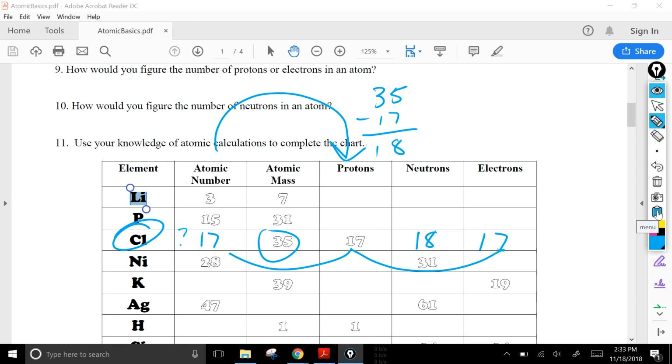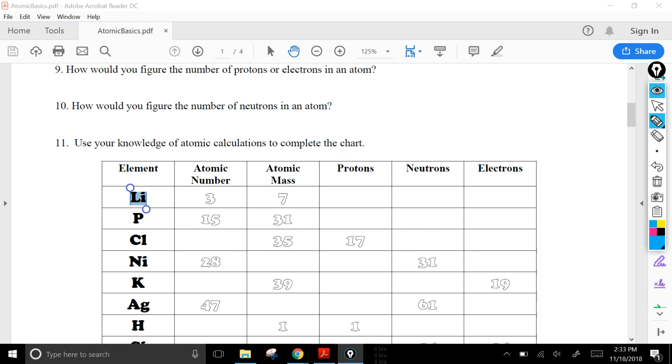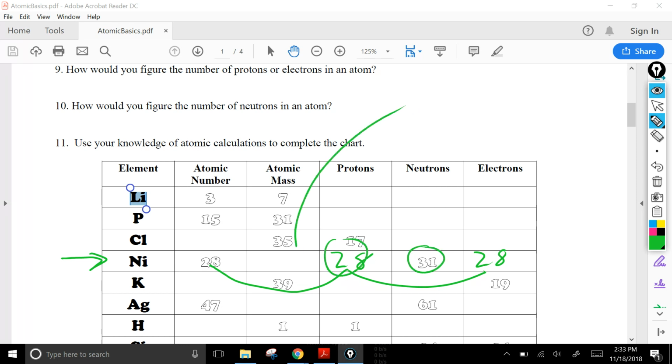Let me do one more for you. Let's do some different colors. I like this green. So nickel here has an atomic number of 28. So what else is 28? The protons. What else is 28? The electrons. Now we're given neutrons and protons, but we need to solve for mass. Remember that the mass is the number of protons, 28, plus the number of neutrons, 31. So 59. The atomic mass is protons plus neutrons.